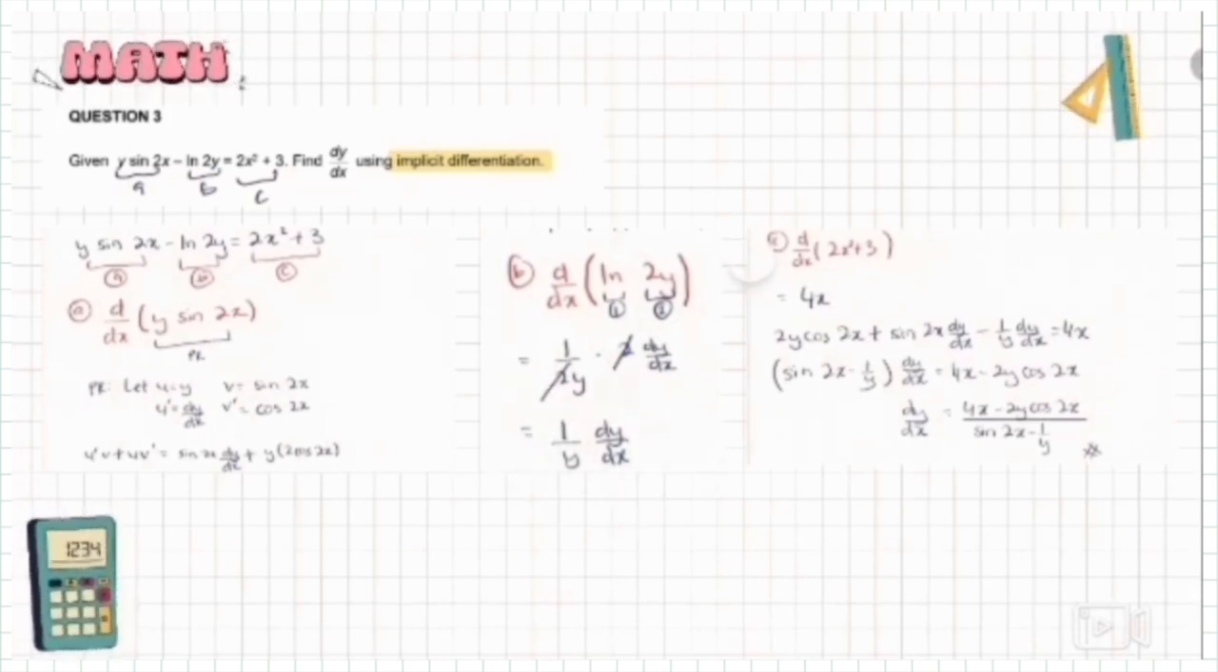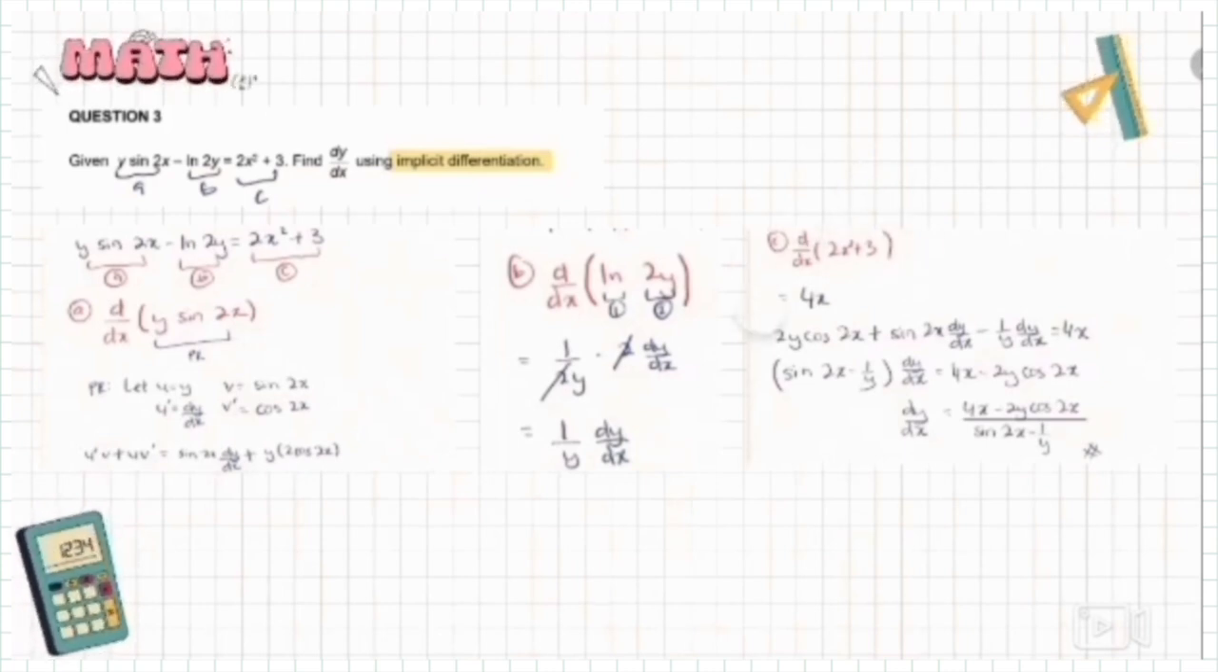For the third step, we have to differentiate this one. So when we differentiate 2x square plus 3, it will become 4x. So this one is same like the first technique, which is derivative of sums and differences. This technique also I already explained to you in question 1.